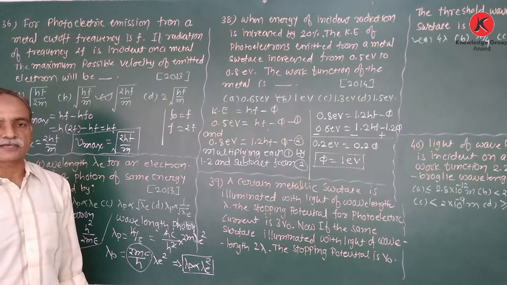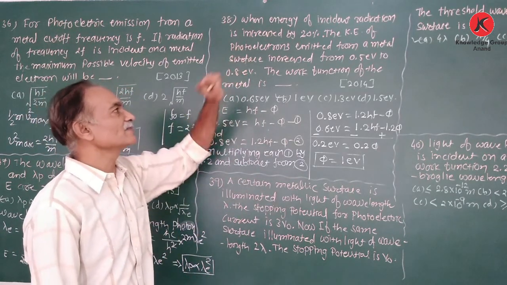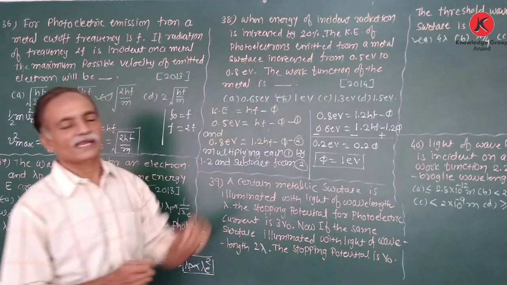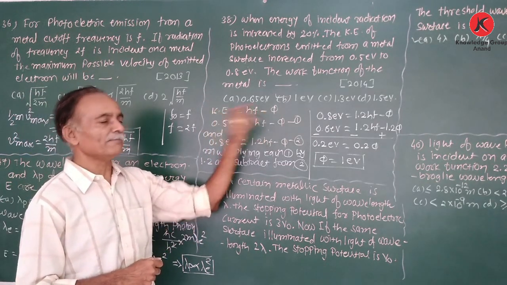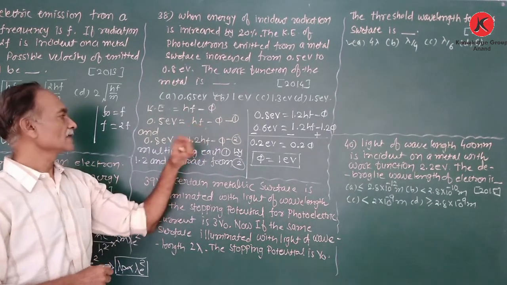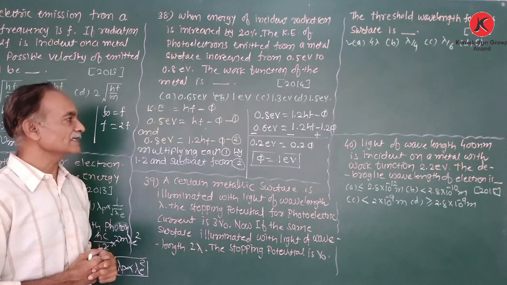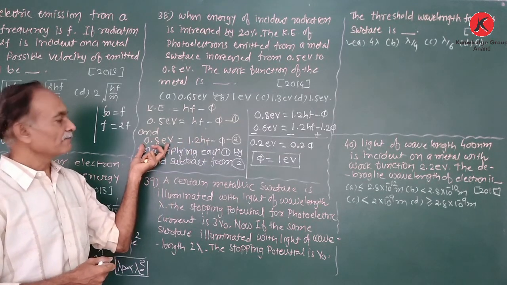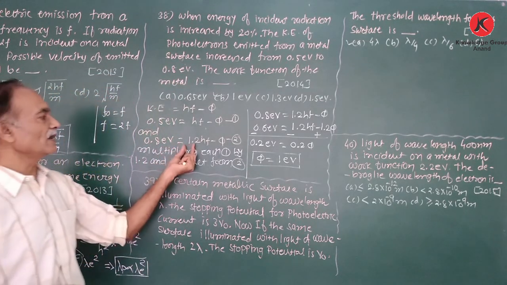Now again, friends, this was asked in 2014: when the energy of the incident radiation is increased by 20%, the kinetic energy of the photoelectrons emitted from the metal surface is increased from 0.5 electron volt to 0.8 electron volt. What is the work function for this metal? From Einstein's equation, maximum kinetic energy is equal to hf minus phi. Initial kinetic energy is 0.5 electron volt, and the incident energy is hf. Therefore, 0.5 electron volt is equal to hf minus phi. Now, incident energy is increased by 20%, therefore hf becomes 1.2 hf. In this condition, the maximum kinetic energy is 0.8 electron volt. Therefore, 0.8 electron volt is equal to 1.2 hf minus phi.